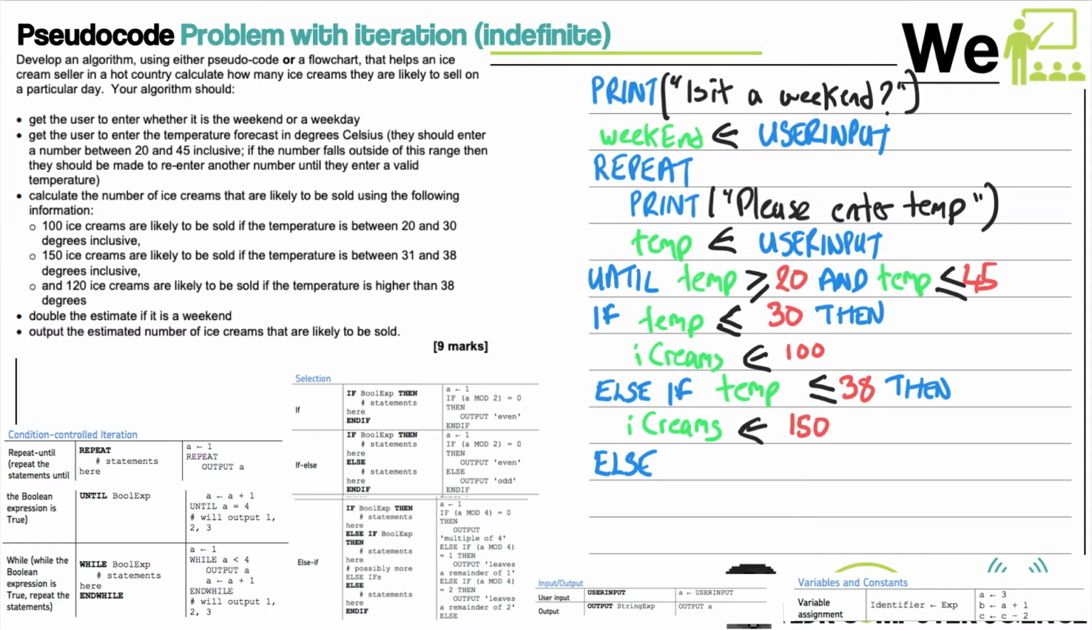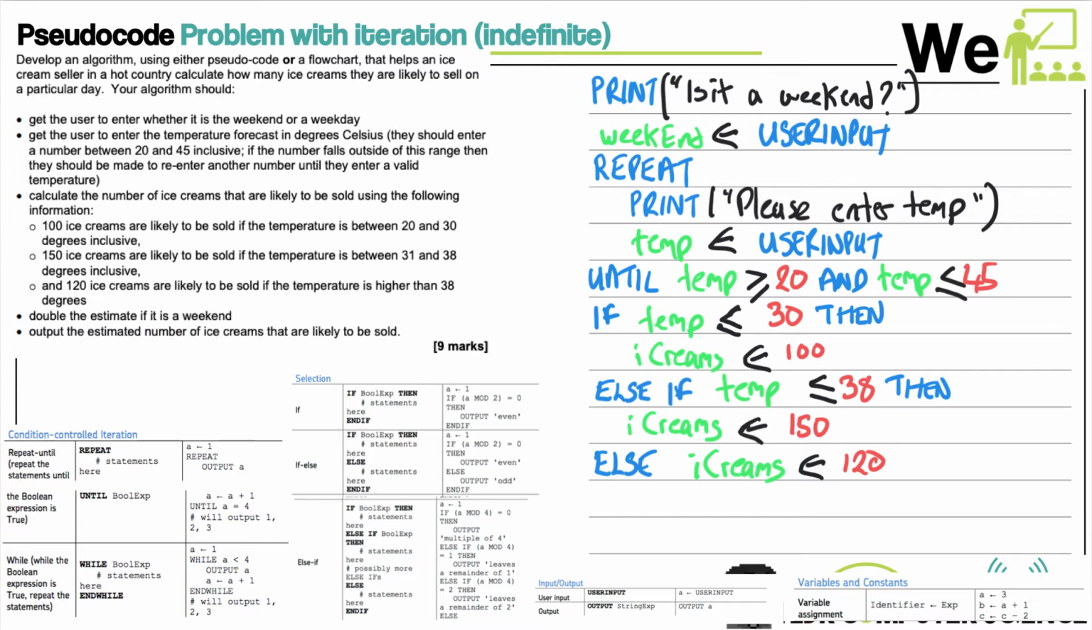I'm going to have to do something a bit silly here and write it up. I should write it down here, but I'm running low on space, which I'm a bit anxious about. So I'm going to write it up here. My apologies. It doesn't change the way the algorithm works. It just makes it look a bit ugly. In fact, the way I wrote that was pretty horrible as well. So iCreams, let's look at the last one here, is 120 if it's there. Oh, you'd have thought it would be higher again, but it's not. It's 120. Okay. Double the estimate if it's a weekend.